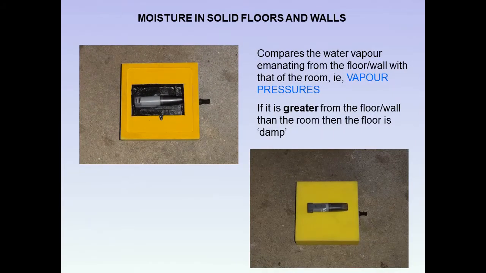Moisture in solid floors and walls can also be measured, using a little box or the data logger under polythene put on the floor, with a data logger on top. Any water vapour escaping into a confined space will give us the vapour pressure, and that can be compared to the vapour pressure in the room. If that from the floor is much higher, then the floor is damp.